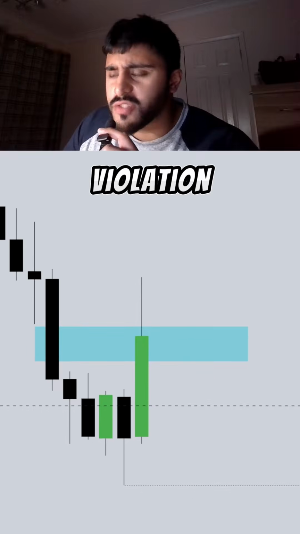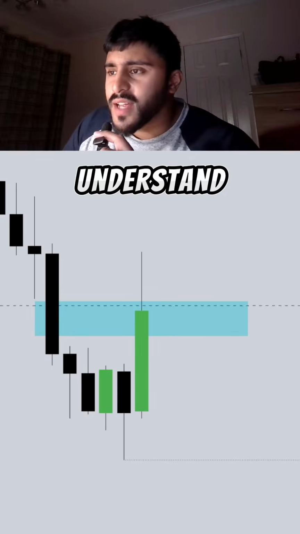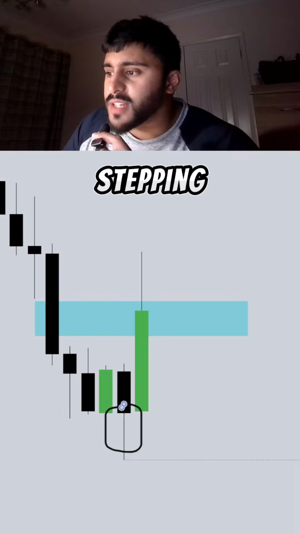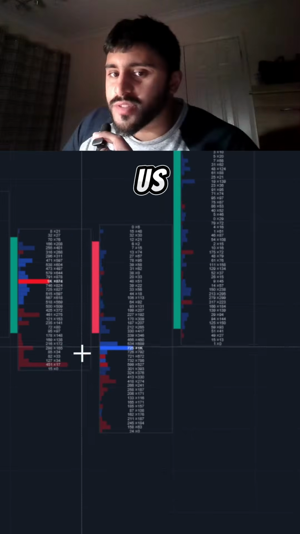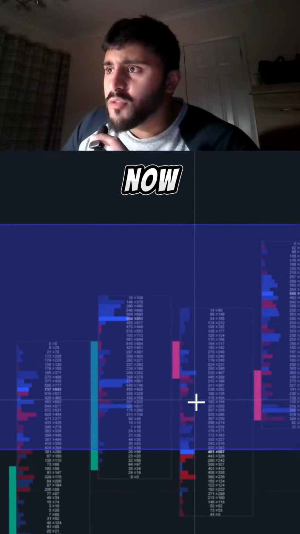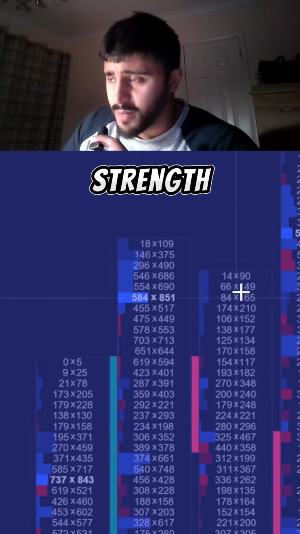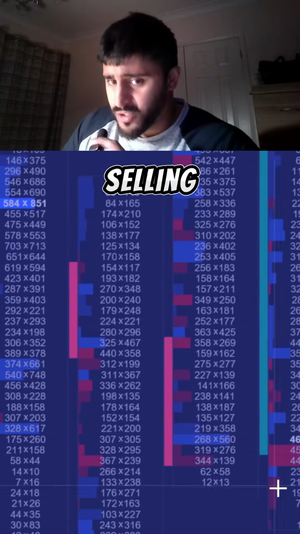So now that we've had a violation of the bearish fair value gap, you want to understand that there is a very, very large buyer stepping in over here. And we can see that through the ATAS platform. In fact, the ATAS platform shows us a very, very large buyer over here. Now from here, we see a lot of buying strength coming into this area, and we see a lot of selling strength just over here.